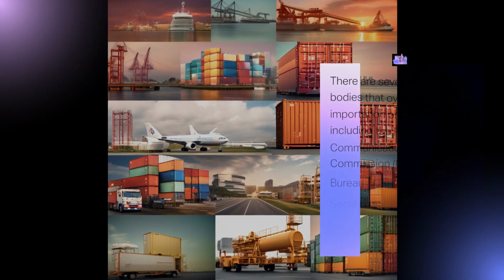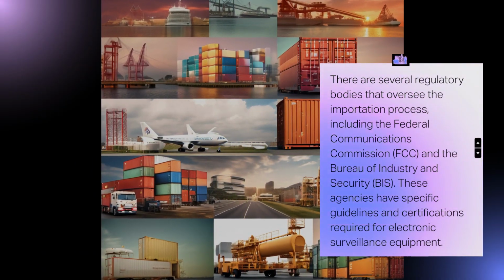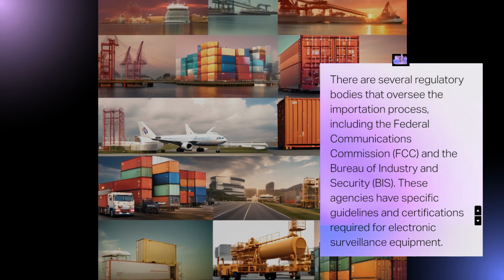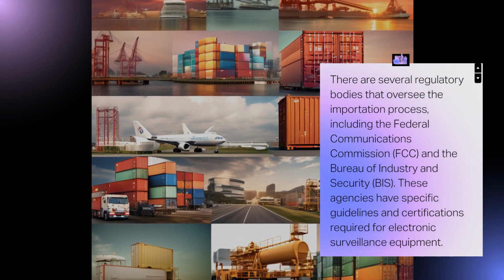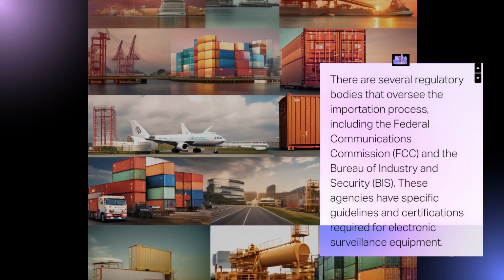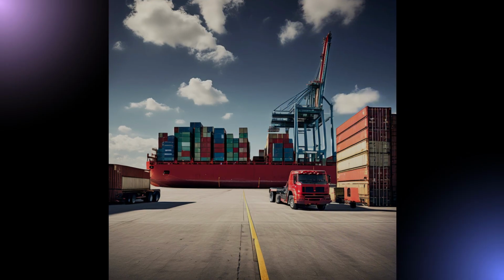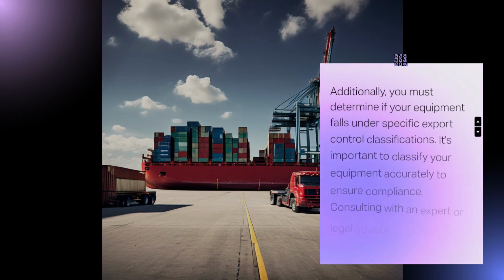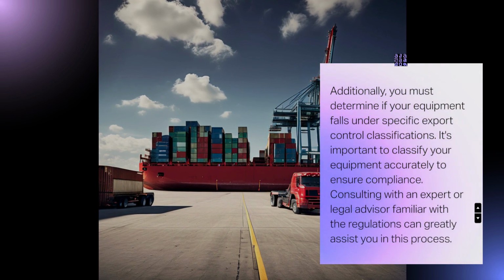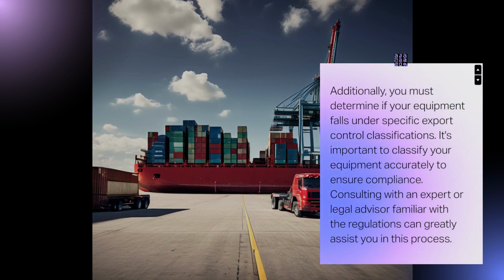There are several regulatory bodies that oversee the importation process, including the Federal Communications Commission, FCC, and the Bureau of Industry and Security, BIS. These agencies have specific guidelines and certifications required for electronic surveillance equipment. Additionally, you must determine if your equipment falls under specific export control classifications. It's important to classify your equipment accurately to ensure compliance.